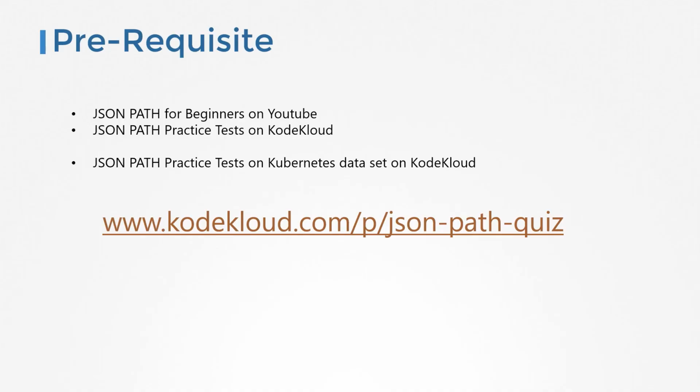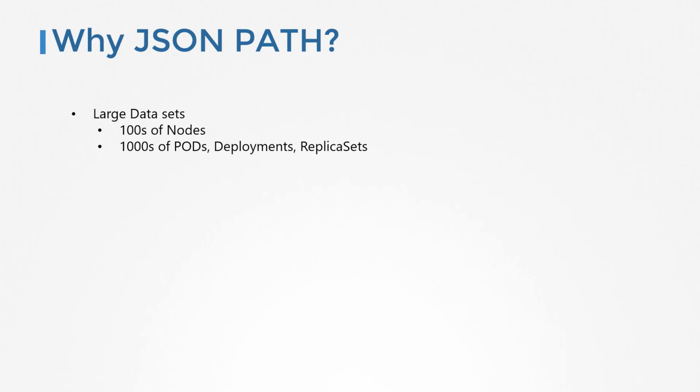Also, it's good to first practice JSON path on a Kubernetes dataset so that you know how to navigate through it before actually working on JSON path with the kubectl utility. We also have a set of exercises on working with JSON path on Kubernetes datasets, so make sure you go through that as well. In this video, our focus will be on how to use JSON path queries with the kubectl utility. So why JSON path in the first place?